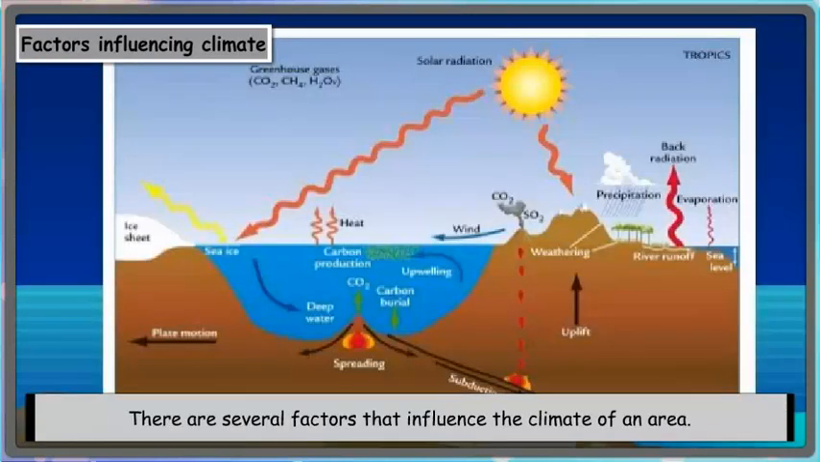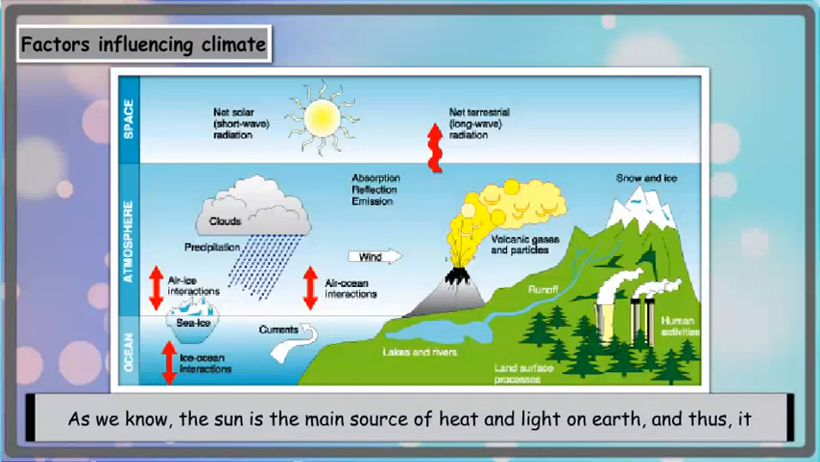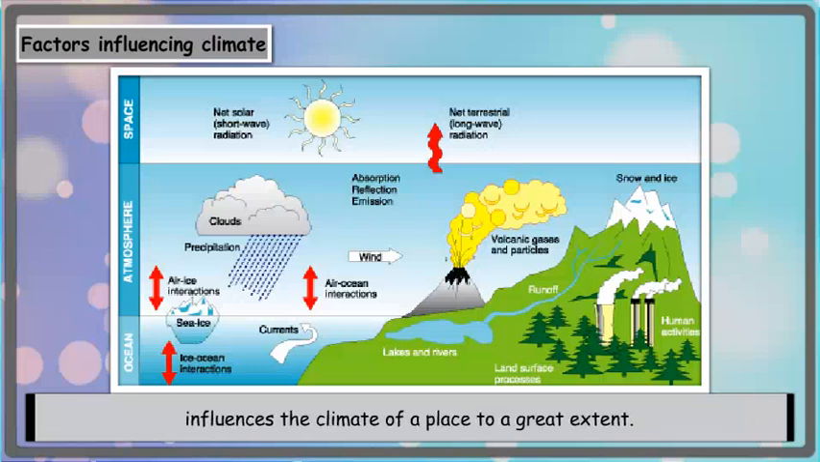Factors influencing climate. There are several factors that influence the climate of an area. Let us study them. As we know, the sun is the main source of heat and light on earth, and thus it influences the climate of a place to a great extent.